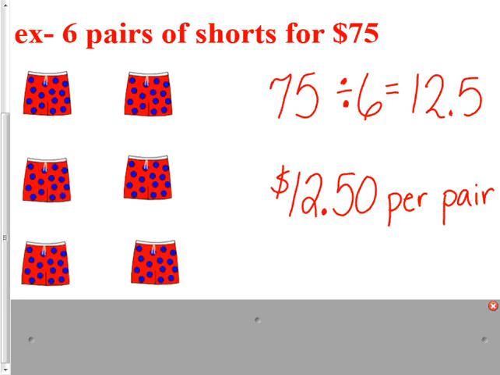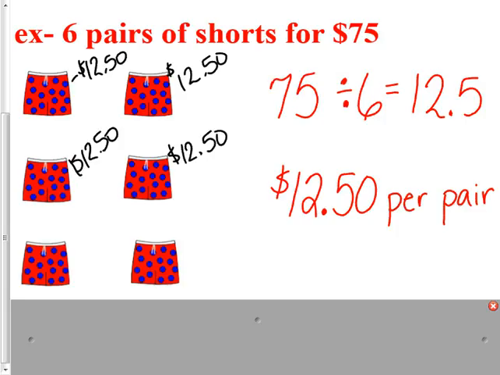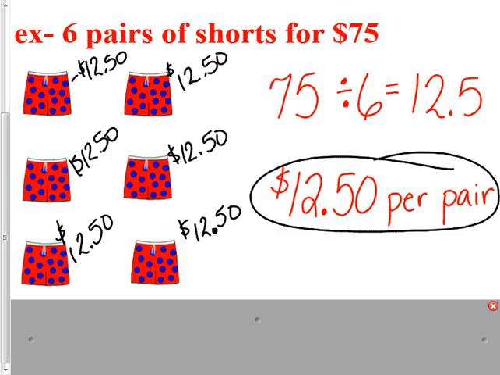So if we wanted to literally go over and mark each pair of shorts, we could. Each pair is $12.50. So $12.50 for this pair, $12.50 for this pair, $12.50 for this pair, $12.50 for this pair, $12.50 for this pair. Each pair is $12.50 for a total price of $75 for 6 pairs. But the unit price is $12.50 per pair, because unit price means how much for one. It's $12.50 for one pair.